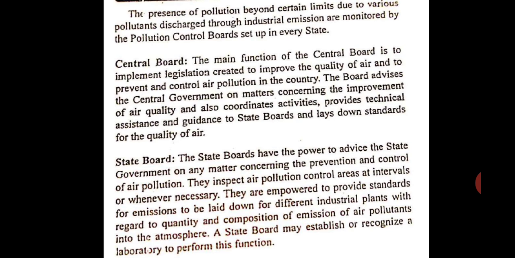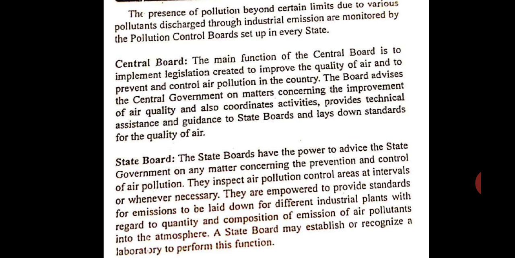They are empowered to provide standards for emission to be laid down for different industrial plants with regard to quality, quantity and composition of emission of air pollutants into the atmosphere. So these state pollution boards are empowered to provide standards of emission for different industries regarding the composition of emissions of air pollutants into the atmosphere. I can give some examples, like coal-based power plants. So they release a lot of sulfur into the atmosphere.